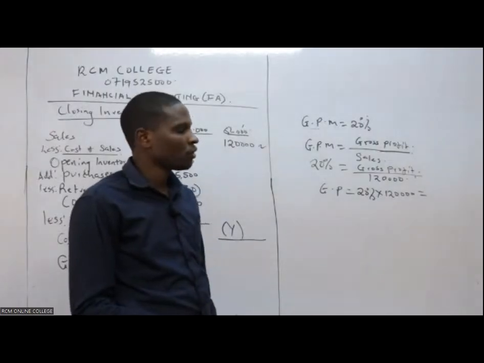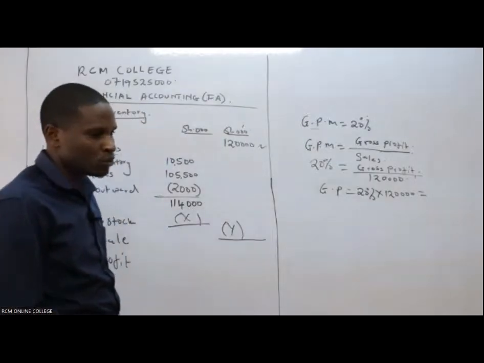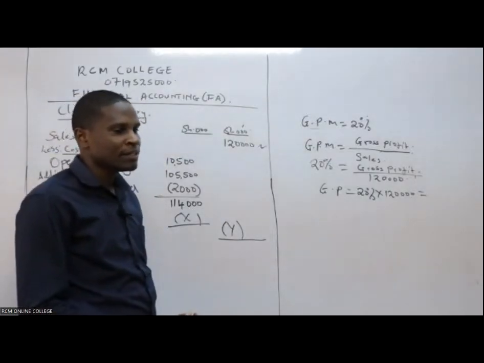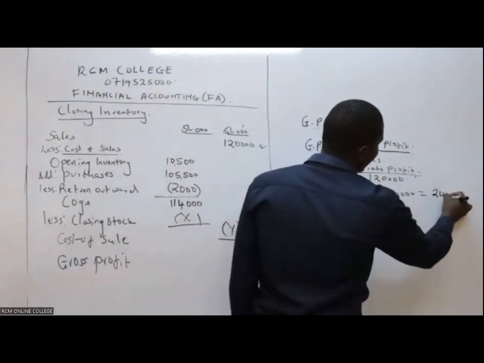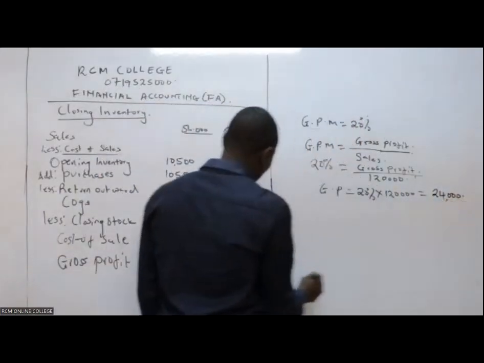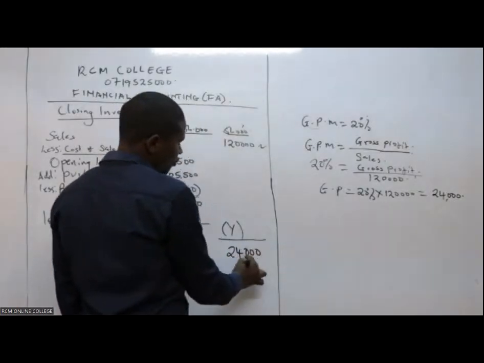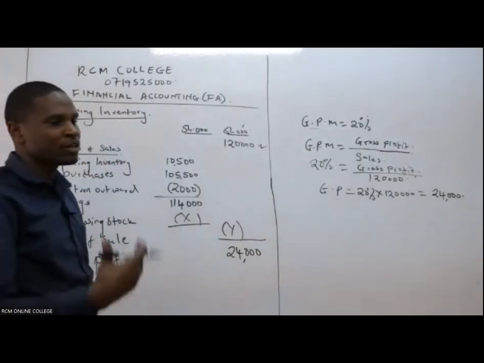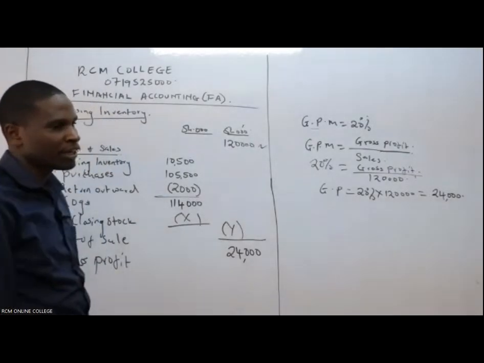I'm waiting for those students who can do this very fast. Our gross profit here, the unknown, is 24,000. Is it possible for us to get Y? Can somebody get Y for me very fast?